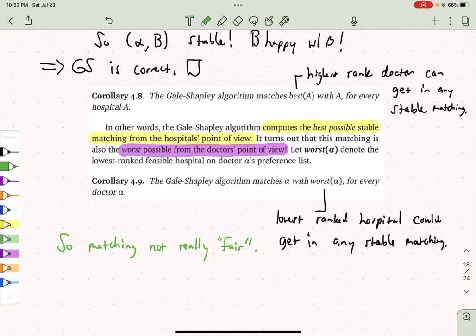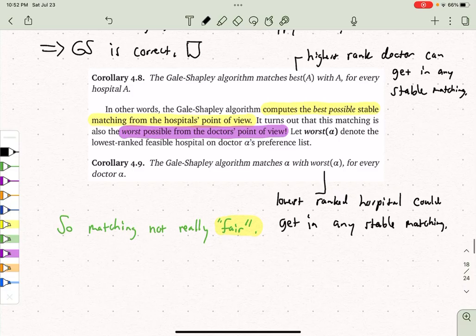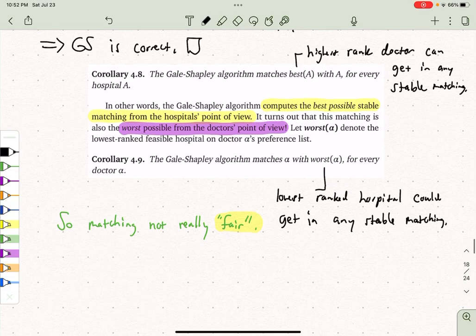So one thing people did was just swap it. Have the doctors make offers first, and so the doctors now get their best. But there's a lot of research now on how to define some kind of fairness constraint in finding matchings according to some certain fairness conditions. And that's a really interesting and open line of work in algorithms and game theory.